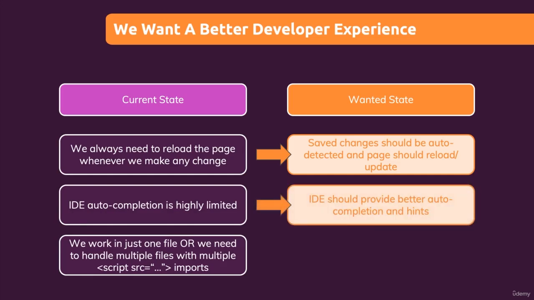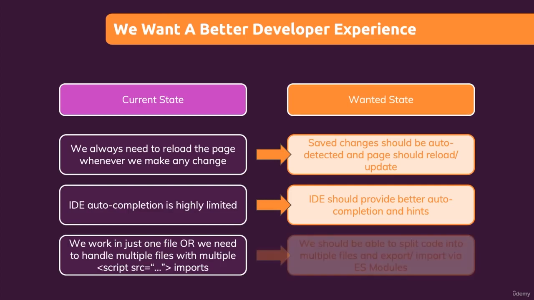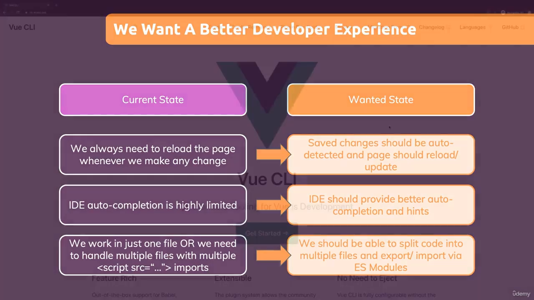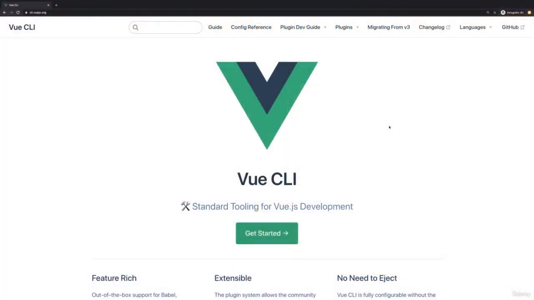The IDE, so the code editor we're using, should provide better autocompletion and hints to make sure that we're able to find errors quicker and avoid writing code that doesn't work. And it would be great if we would have an easy time splitting our code across multiple files, defining the templates of components in a nicer way, and using modern JavaScript features like ES modules for exporting and importing JavaScript code into each other for that. That would be nice, and that's our wanted state. And that's exactly where the Vue CLI is able to help us. So let's find out what exactly the Vue CLI is, how it helps us, and how we use it.